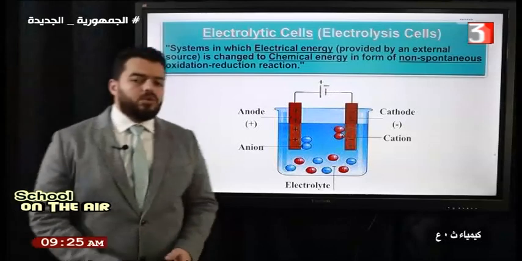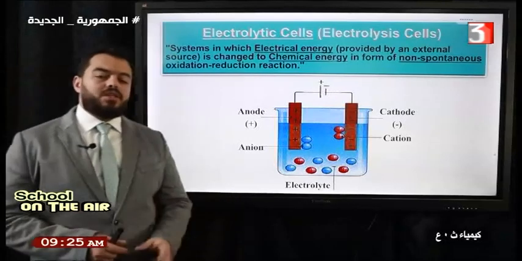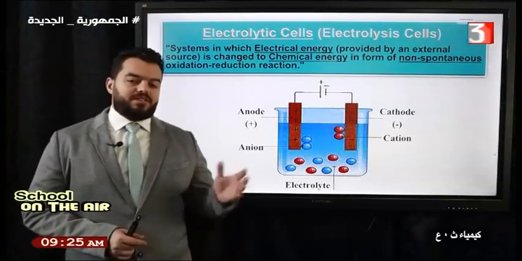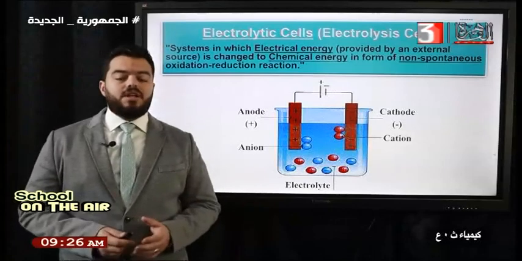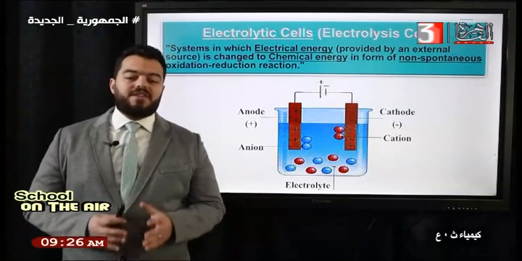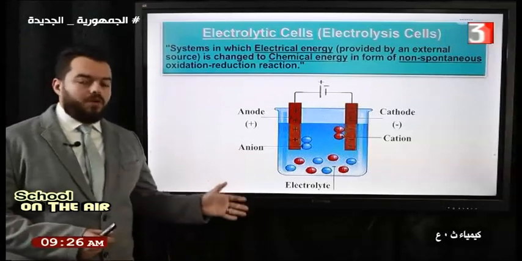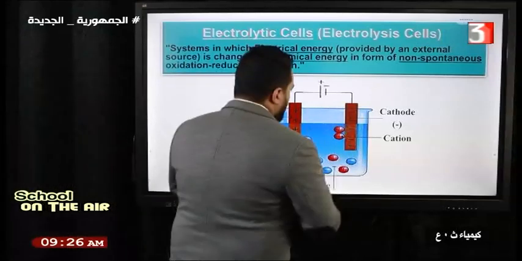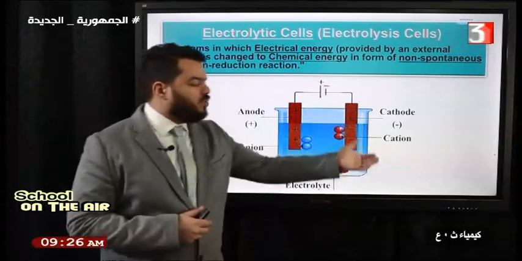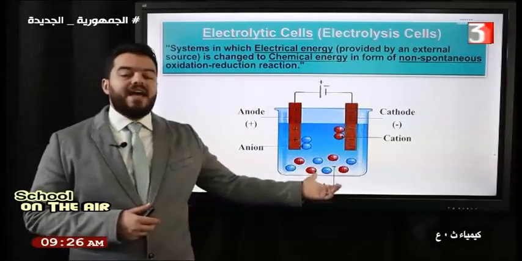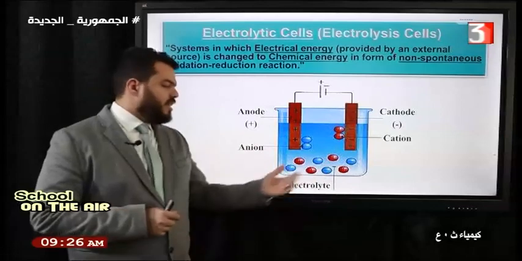And now we are going to talk about the electrolytic cells, which are the system which converts electric energy into chemical energy through a non-spontaneous redox reaction. The electrolytic cell is composed of one cell containing the cathode, the anode, and the electrolyte. What is the electrolyte?